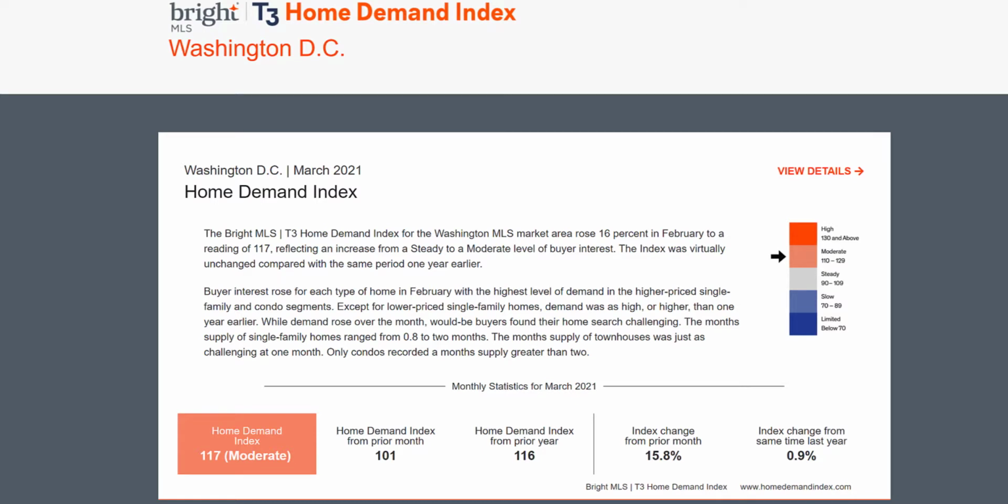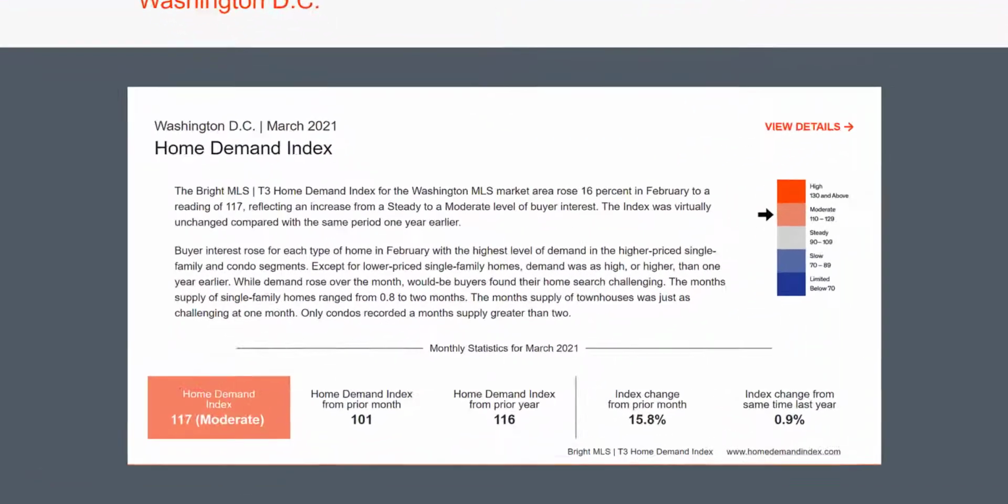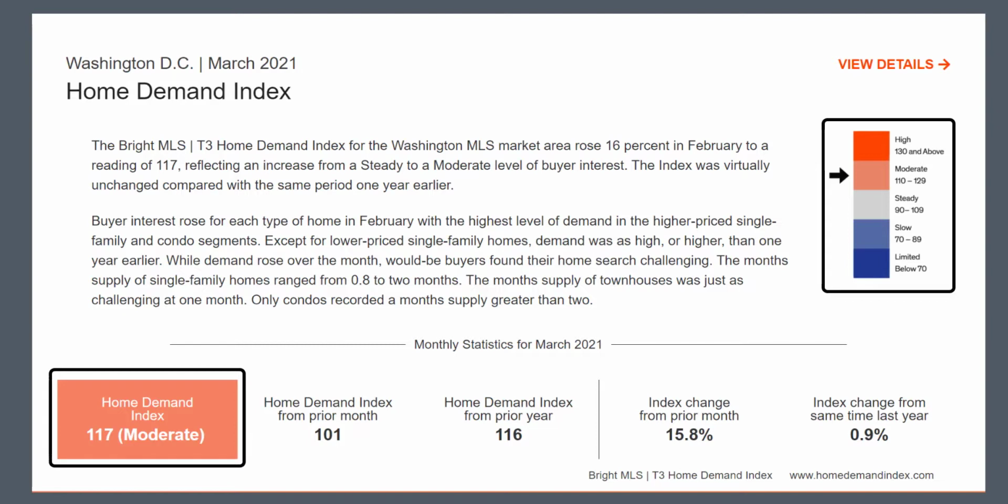So looking at this, the first thing to take in is where the market activity rating is. And home demand index is moderate for DC overall. And I want to pause here for a second because of feedback and questions we're getting.